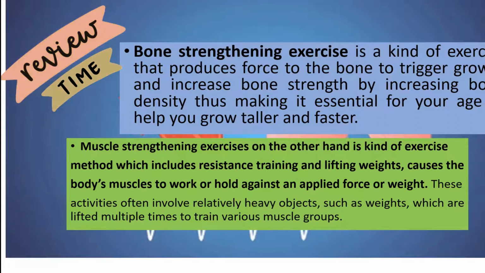Muscle strengthening exercise, on the other hand, is a kind of exercise method which includes resistance training and lifting weights, causing the body's muscles to work hard against an applied force or weight. These activities often involve relatively heavy objects such as weights, which are lifted multiple times to train various muscle groups. Although these three different methods are targeting three different parts of the body, it is also important to know that doing one will benefit the other two.